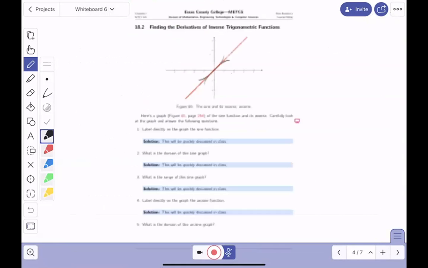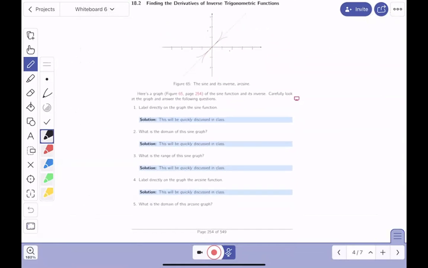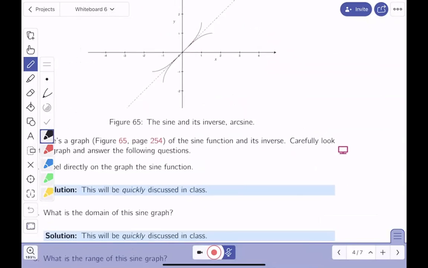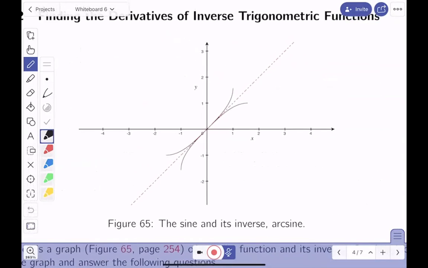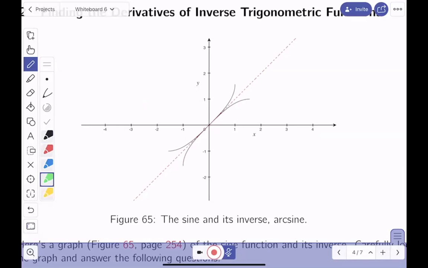The next page. I want to look at their picture. They provide a picture over here, and I'll label it for you. This is the line y equals x. They claim the sine function is there, but not the whole function, part of the function. And we'll talk about that.